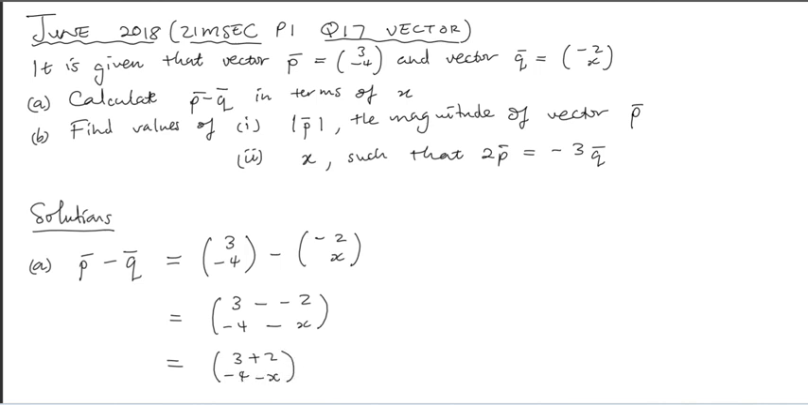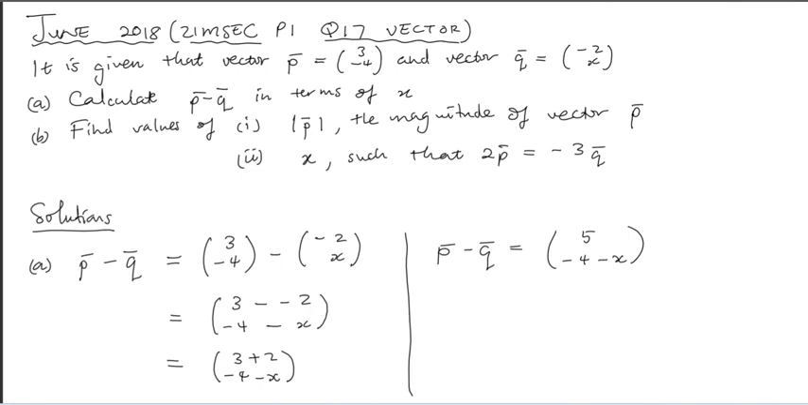We are not going to stop here. I'm just going to divide my page here. So that means we now have P minus Q being equal to 5, and then underneath I have minus 4 minus x. Now you can't simplify the bottom part because it's in terms of x, so you leave your answer there. That's how you find P minus Q in this case. Then let's move on to part B.